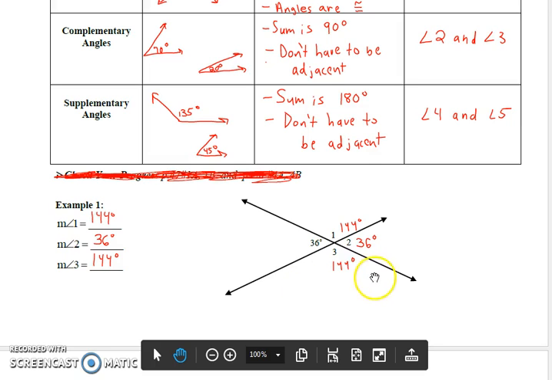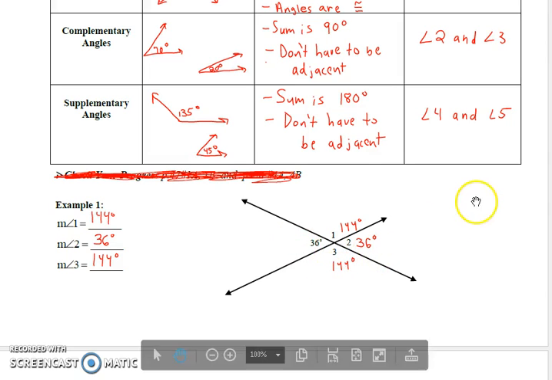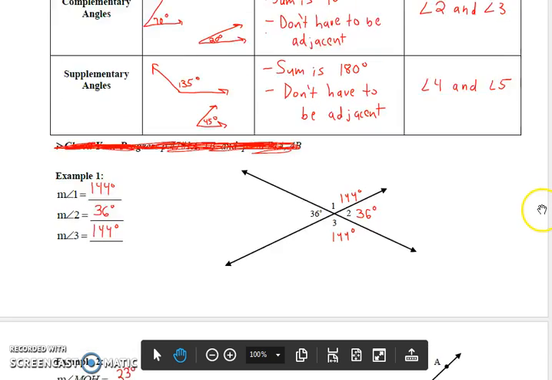Also, like we said, these 2 angles here are supplementary because they're a linear pair, so as you can see, they add up to equal 180. These 2 angles are supplementary, they add up to equal 180, etc.